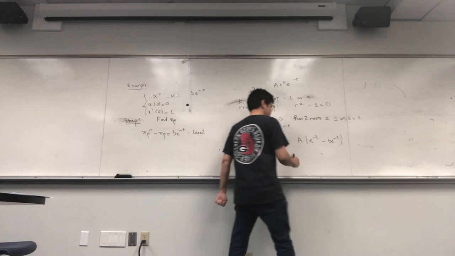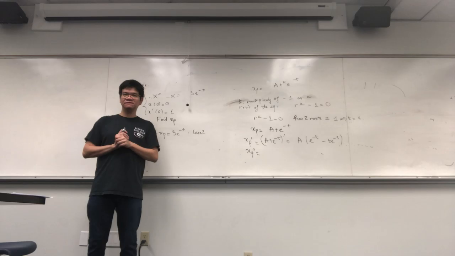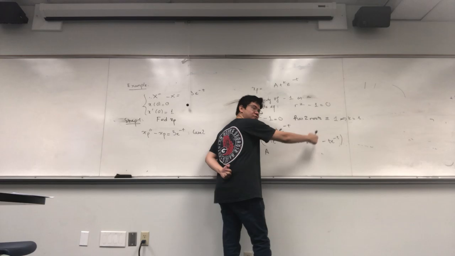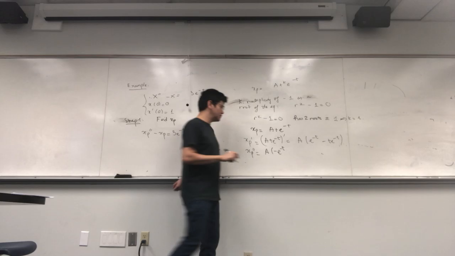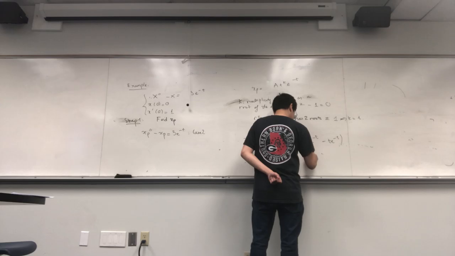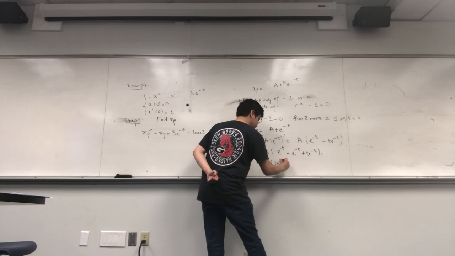Now I have to take the second derivative. What is the second derivative of this guy? You're going to take the derivative of this guy. The first derivative gives you minus e to the minus t. For this one, you use the product rule, so this is e to the power minus t plus t e to the power minus t. So basically this is A t e to the power minus t minus 2A e to the power minus t.